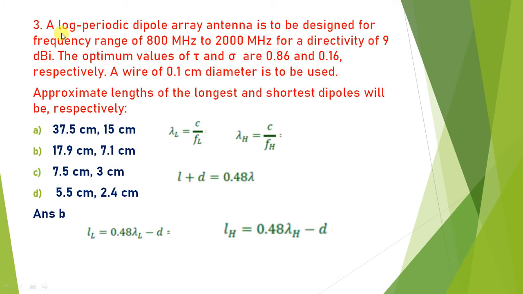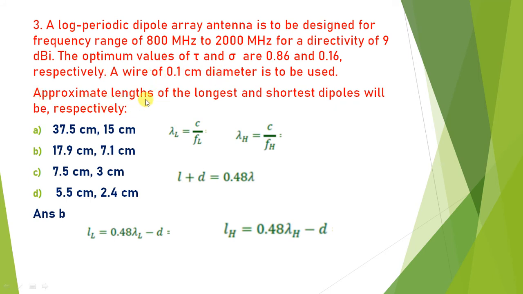Now we are moving towards the example and MCQ related to the log periodic antenna. The frequency range is given, 800 megahertz to 2000 megahertz, where 800 megahertz is the lower frequency and 2000 megahertz is the higher frequency. Directivity is also given, 9 dBi. The maximum values of tau and sigma are given, 0.86 and 0.16 respectively. Wire diameter is also given.